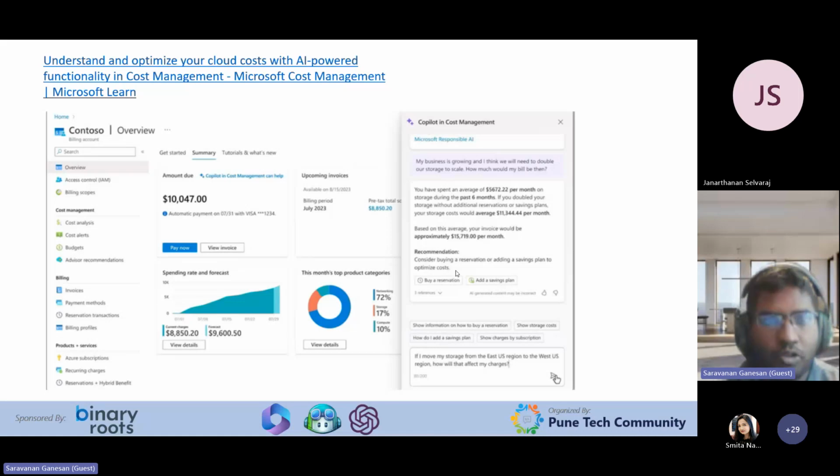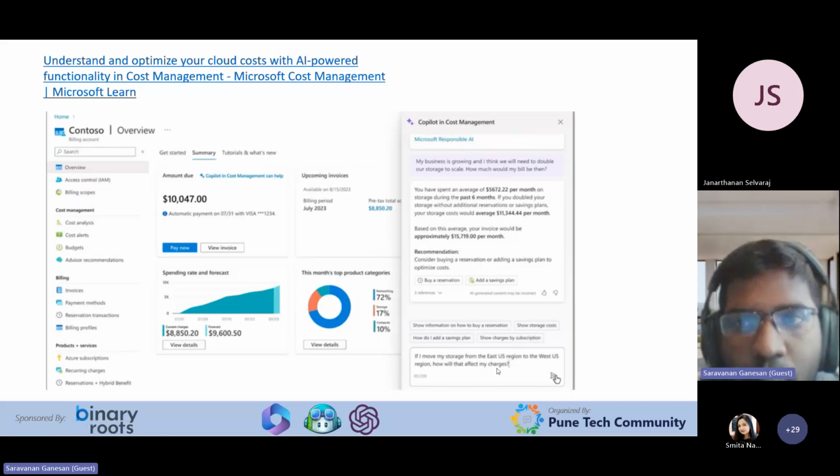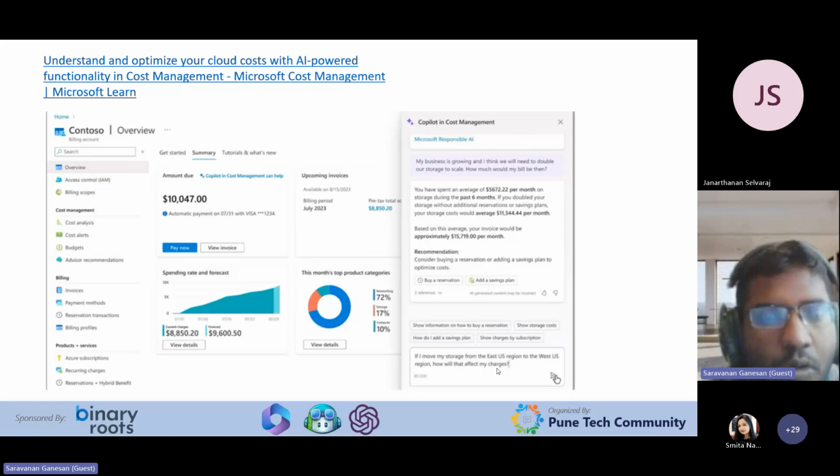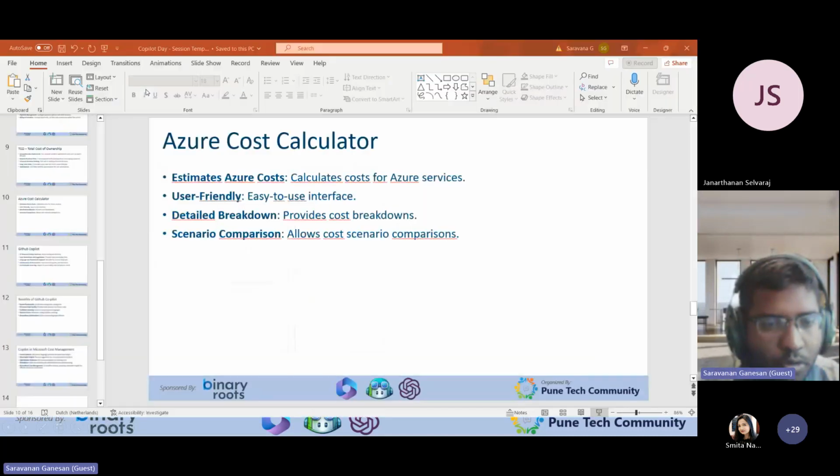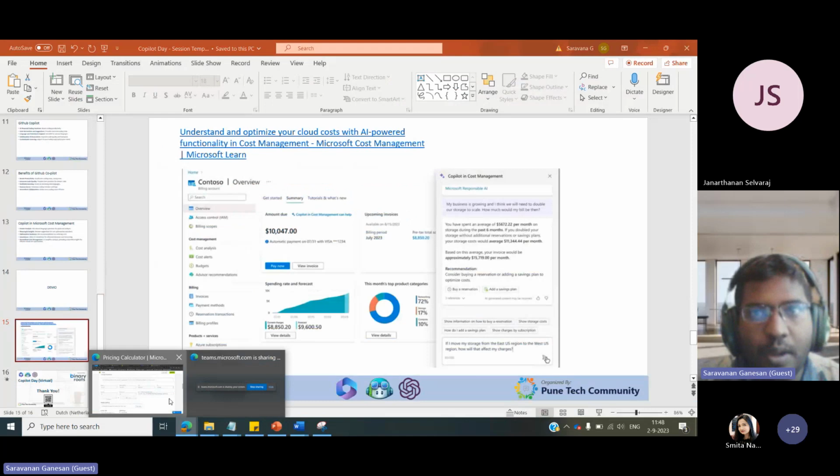So once you get access to Copilot in cost management at your organization level, you will be able to send prompts and ask all the questions related to Azure services based upon the costings. Okay, so this is the link where you need to apply for this Copilot in cost management. I will show you that link and this form as well.